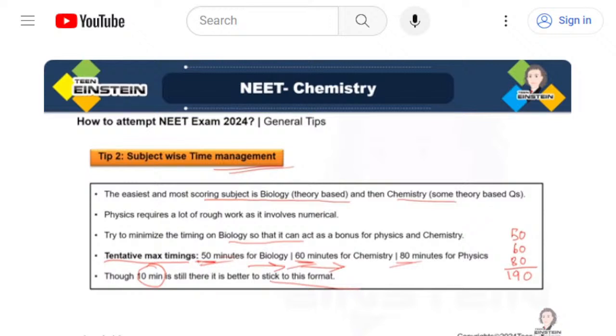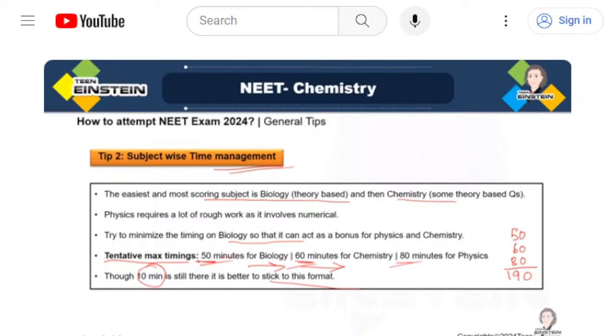And also we should save some extra time, because sometimes what happens, suppose you are in doubt about some questions and you have left them because you want to come back to those questions and solve them again. So for that purpose also, if you keep some time extra by maintaining this format, it is obviously good. So that is why keep some timing extra. So this 50, 60, 80 is what I am saying in general.